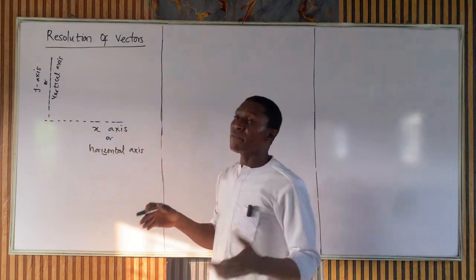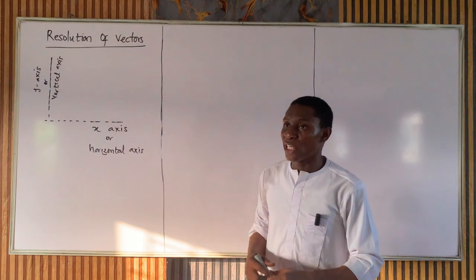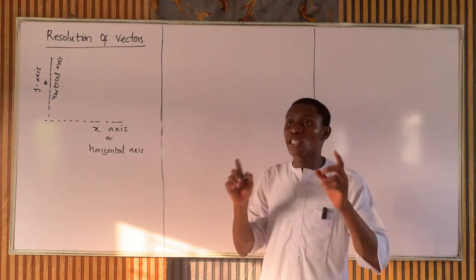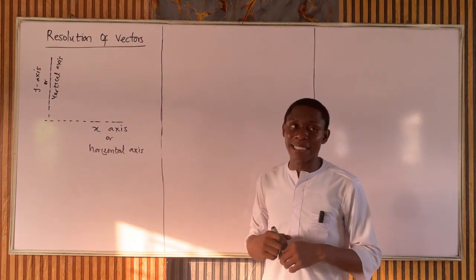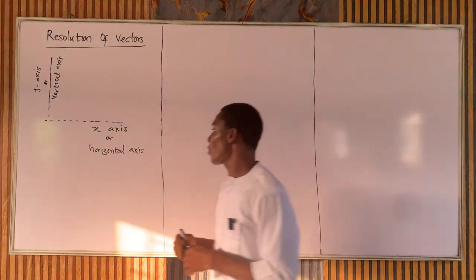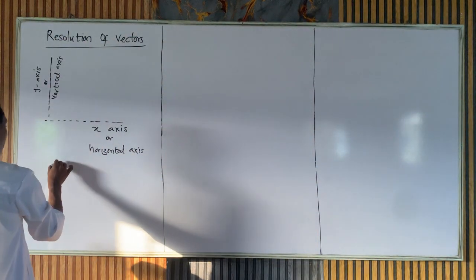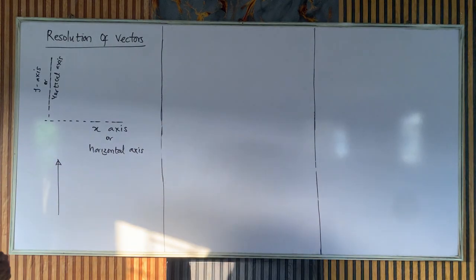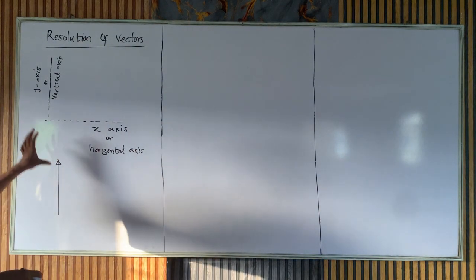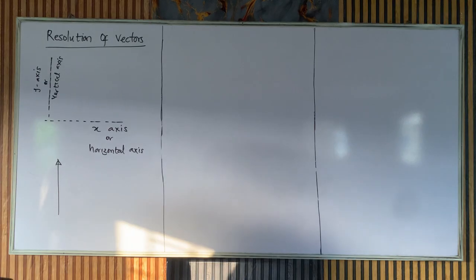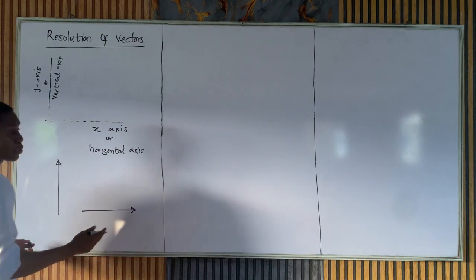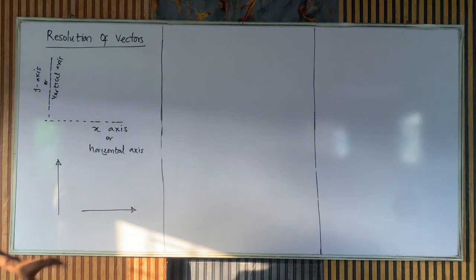Now, if a vector is in the vertical, you actually don't need to resolve that vector. Or if a vector is in the horizontal, you don't need to resolve that vector. And so, if a vector is like this, there's no need to resolve it. It has taken an axis on its own. So this vector is purely a vertical vector. And if a vector is like this, you don't need to resolve it. This vector is purely a horizontal vector.